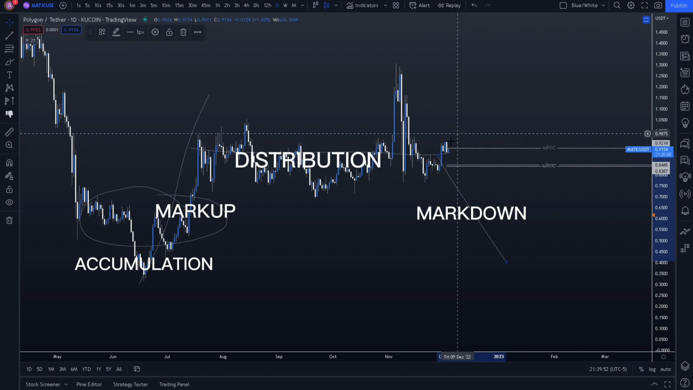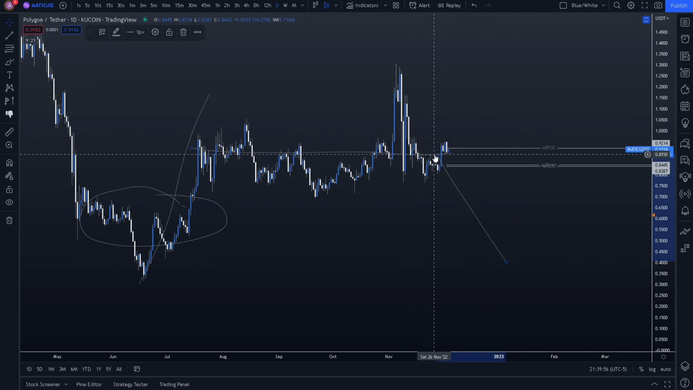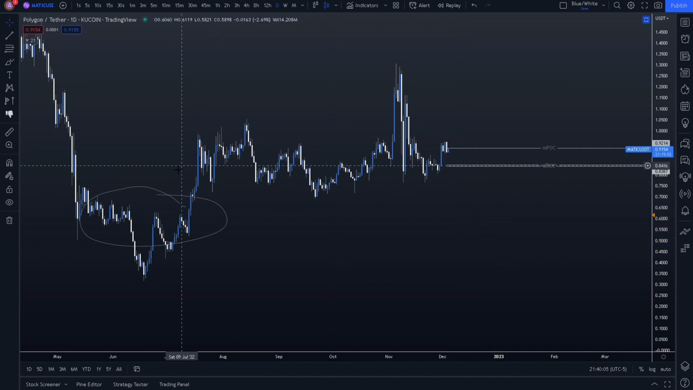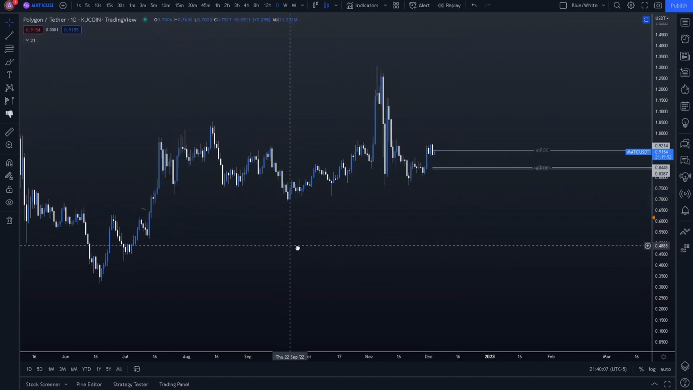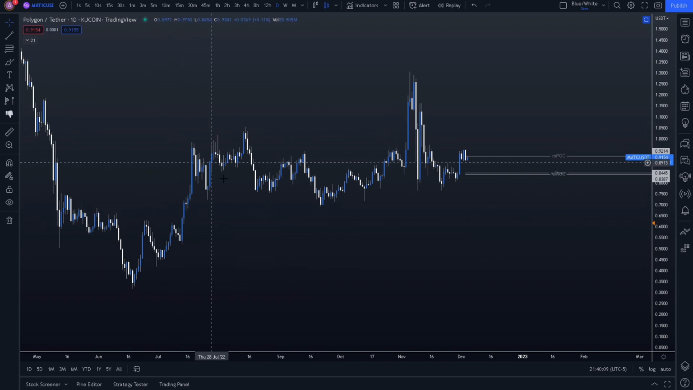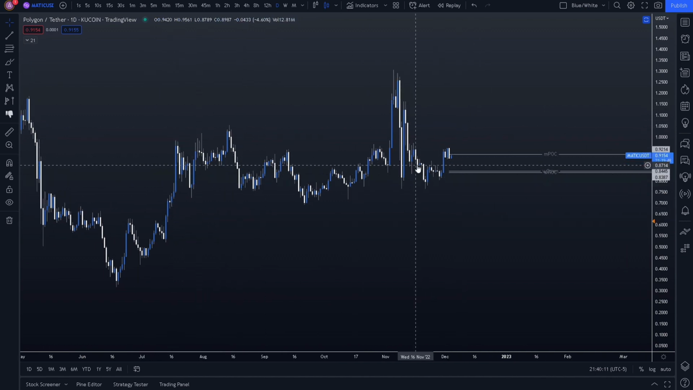and we're right here, we're looking towards the markdown right now, how do we confirm that? Those are some questions I will answer in this video. So let me get rid of some of these drawings here. In terms of direction, it does look really choppy, but we actually do have clear direction in the market right now. And I'll show you guys what I mean.